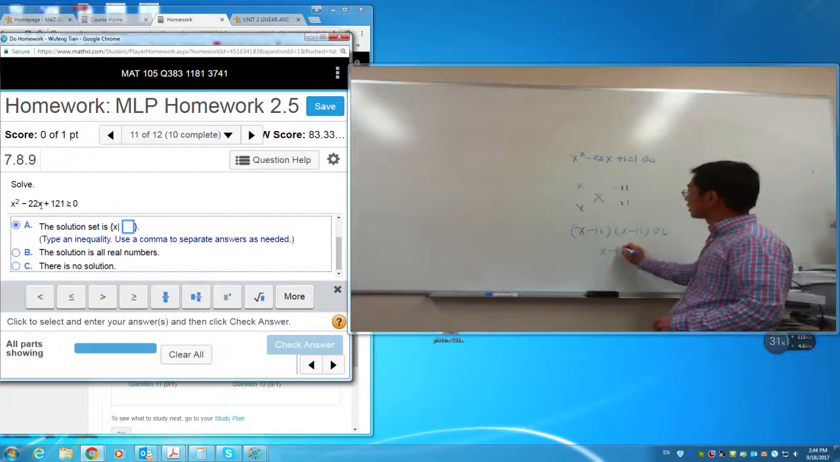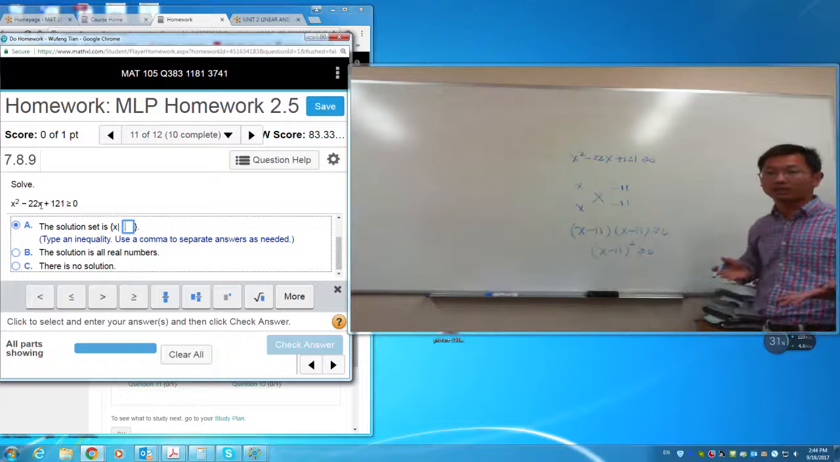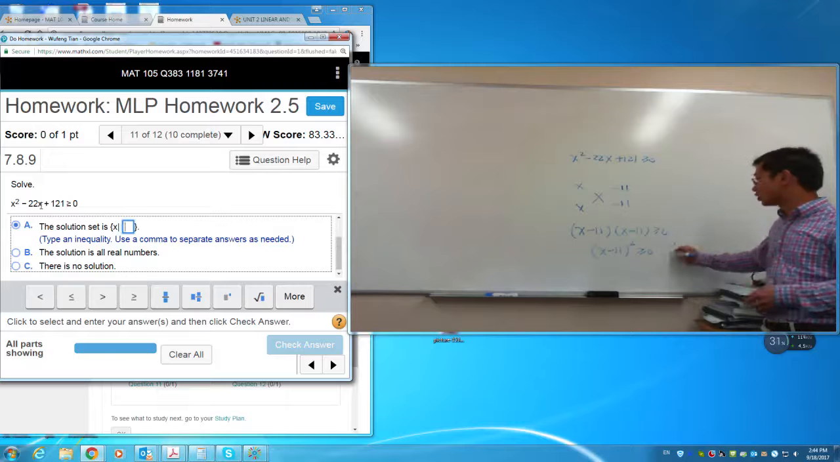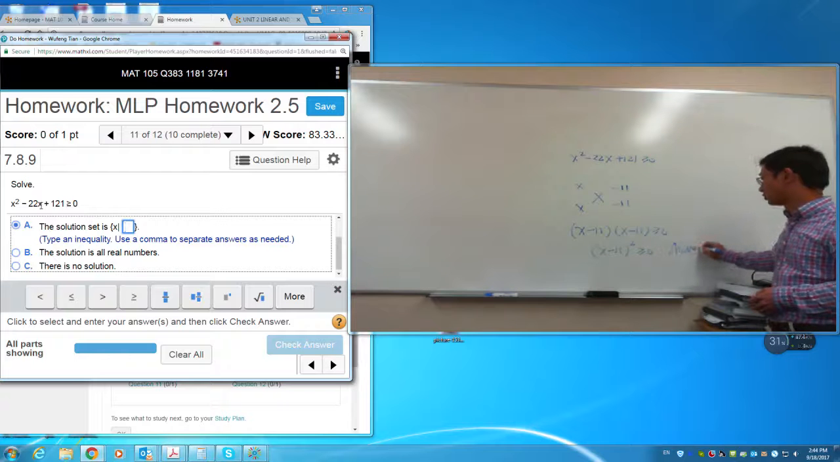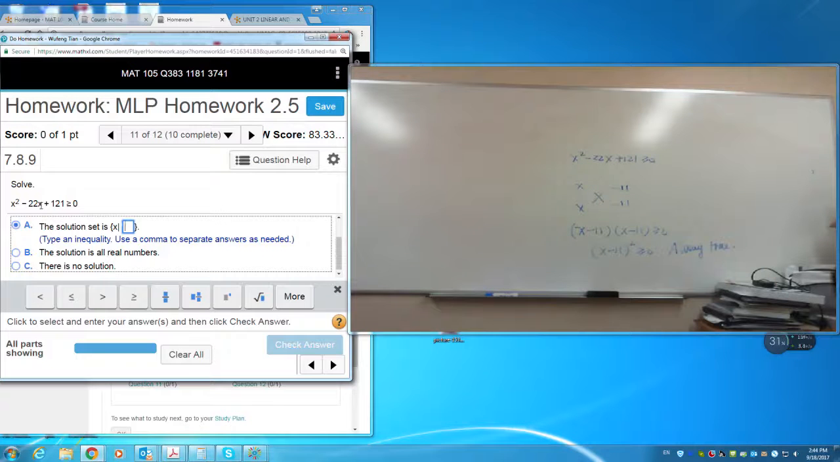And this is a perfect square. Well, the perfect square number is always positive or 0. So it's always non-negative. This is always true, whatever the x number is, because this is square. Okay? So it's always true. Now, the solution is just all real numbers.